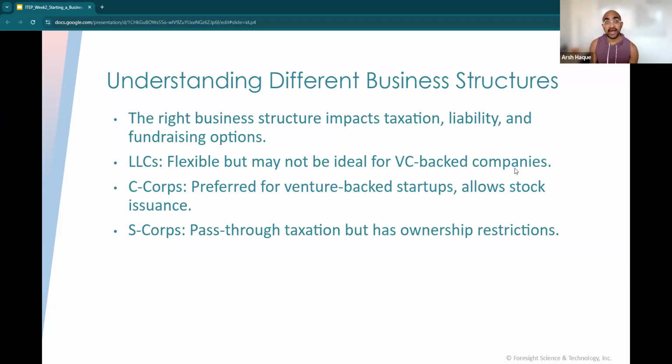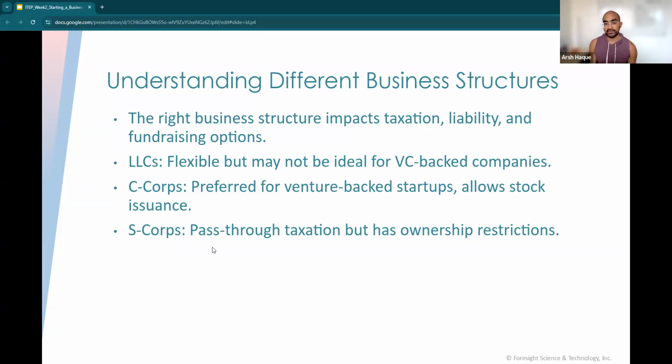Something folks aren't often as familiar with is if you're going to start a for-profit business, there are still other options and choices you have to make. So a quick review of language. You have LLCs, you have C Corps, you have S Corps. Those are the names of some of the options.